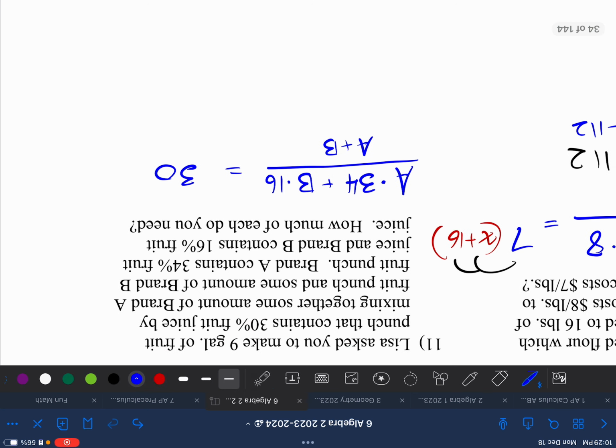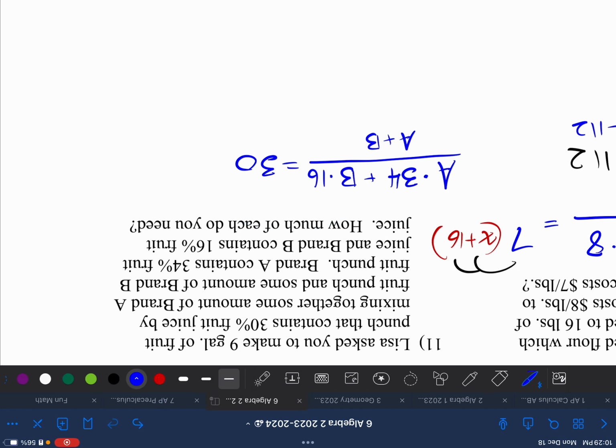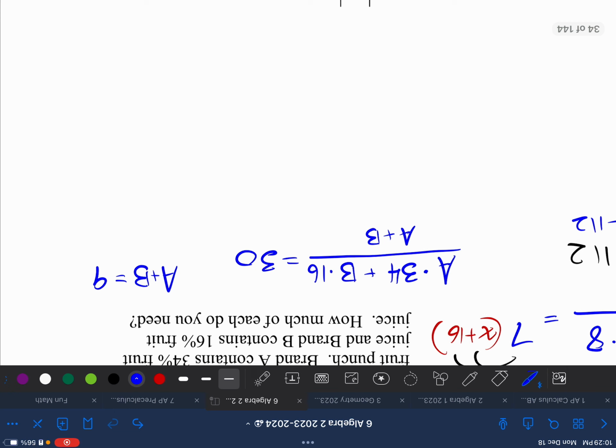I need to make some room, so let's move these a little bit closer together. We can say if I add A and B together, I get 9 gallons of fruit juice, which means I immediately rewrite and say you're 9. So we're going to make a new fraction and say 9 is on the bottom, 30 is on the right. But now we need to do substitution. Either this A or this B needs to go. So I'm just going to arbitrarily say, let's just subtract B. If I subtract B, I'm going to get A is equal to 9 minus B.